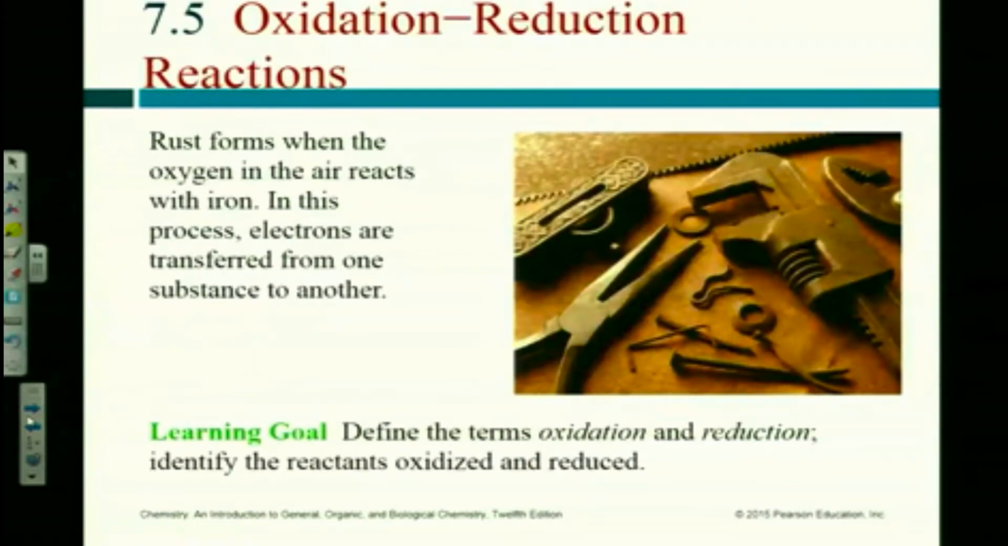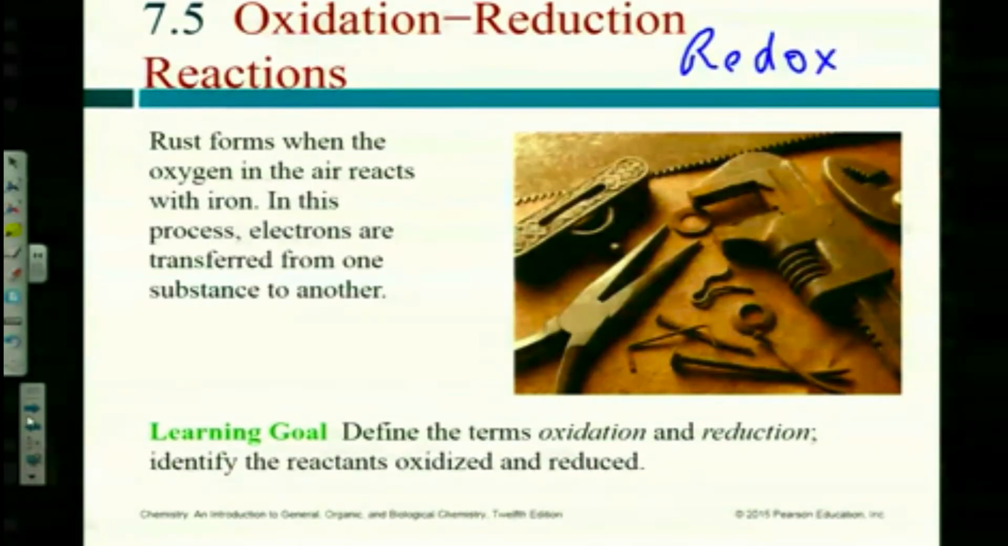Now, there is another class of reactions, and actually this class encompasses some of the ones we've already talked about, but it's given its own special class. They're called oxidation reduction reactions. Normally, if you hear a chemist talk about these, you will hear them refer to them as redox reactions. Oxidation and reduction. They involve the transfer of electrons. We've sort of learned about this process before.